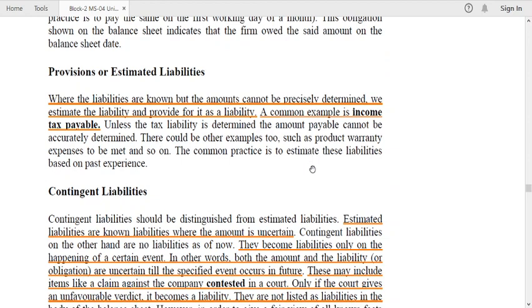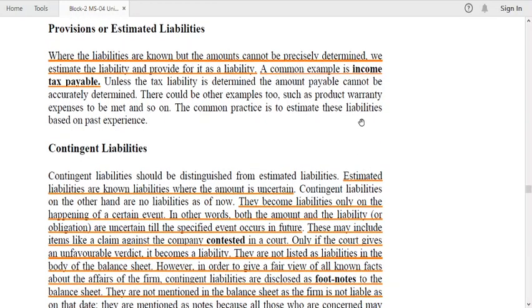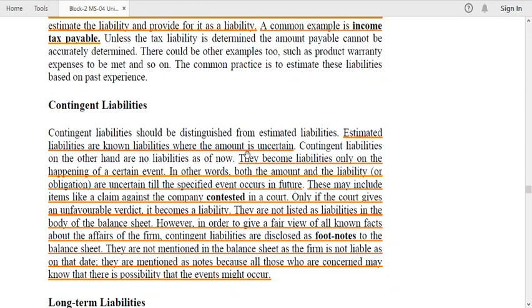Provisions are estimated liabilities. A liability which is estimated, when the amount is not known, it will be estimated. Where the liabilities are known but the amounts cannot be precisely determined, then we will prepare estimated liabilities. For example, for income tax, if we do not know the exact amount of tax to be paid, then we will prepare an estimated liability.